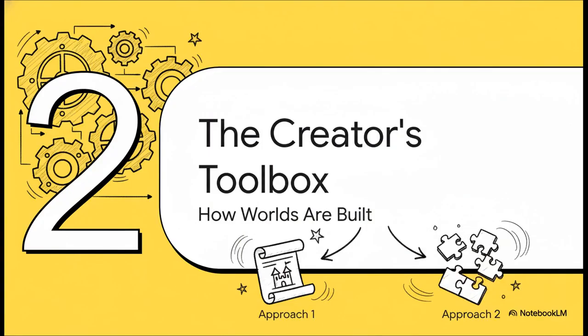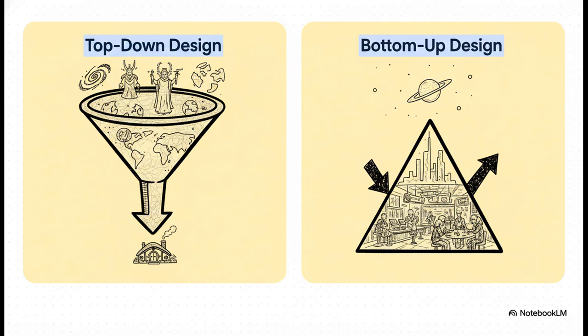Okay, so if the whole goal is to build this coherent system, how do creators actually do it? Well, it turns out there are two main ways to go about it. On the one hand, you've got what's called top-down design. You can see it here kind of like a funnel. This is the J.R.R. Tolkien method, right? You start with the entire universe, the gods, the continents, you invent whole languages, you write thousands of years of history, and then, finally, you zoom all the way into one little hobbit hole.